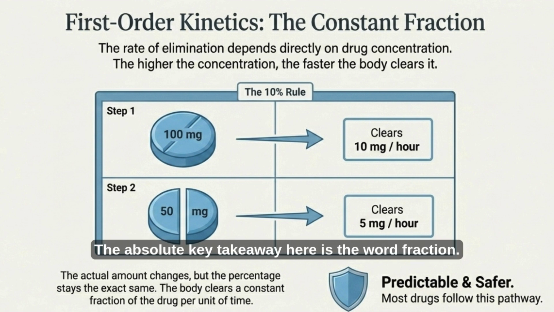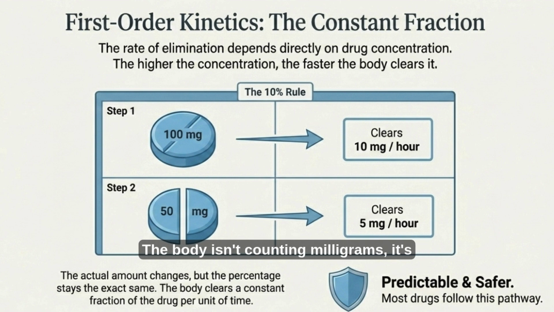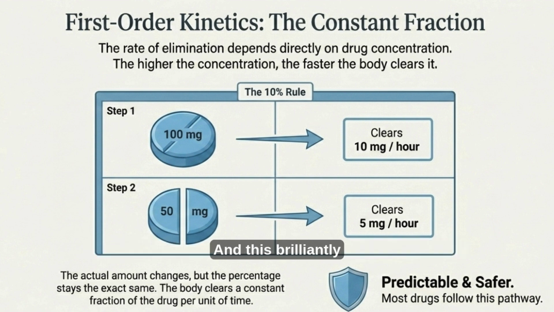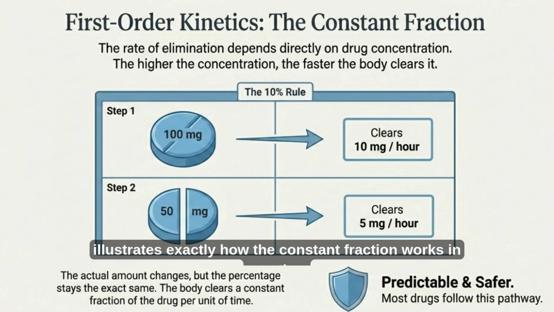The absolute key takeaway here is the word fraction. A constant fraction, or a constant percentage, of the drug is eliminated per unit of time. The body isn't counting milligrams. It's looking at the total picture and taking a slice of the pie. Let's look at the exact math to make this crystal clear. And this brilliantly illustrates exactly how the constant fraction works in practice.